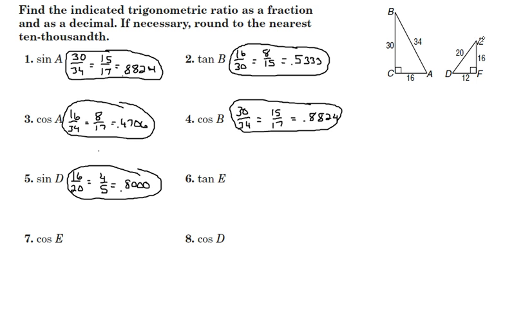Tangent of E. We look at angle E, then we go opposite over adjacent. That's 12 over 16. And then that reduces to 3 over 4. And of course the decimal is 0.75.